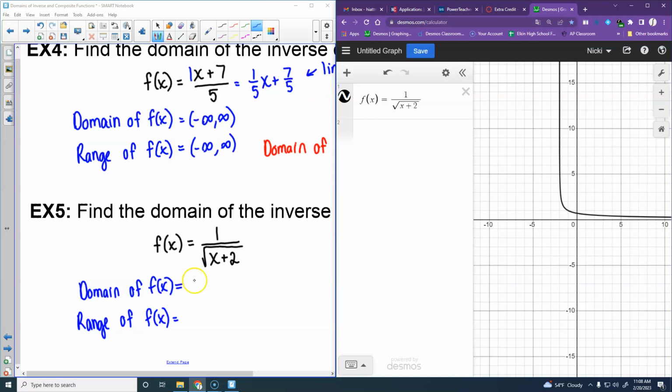Perfect. Now, question, should I use a bracket or parentheses with my -2? Parentheses, because you have an asymptote there, it doesn't actually include that point. Very good. That is our domain. Liam, what's the range?